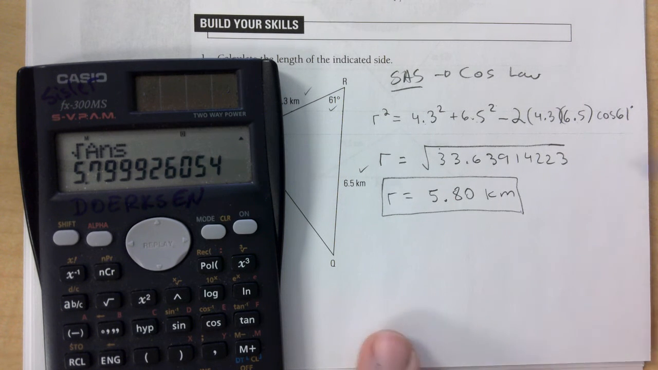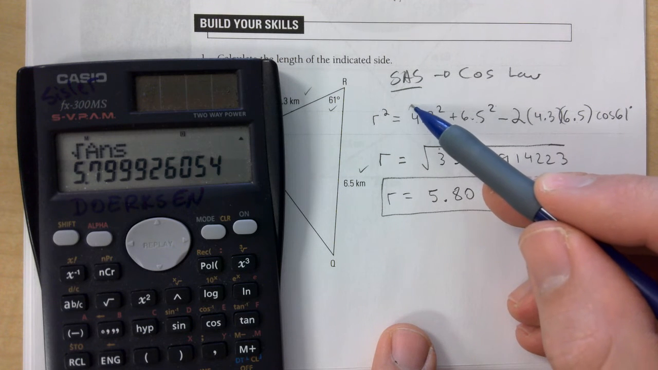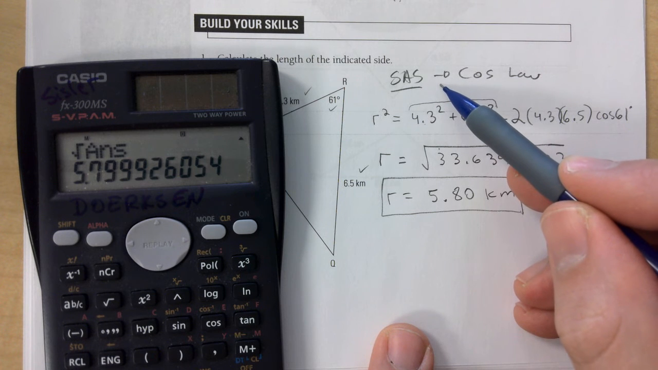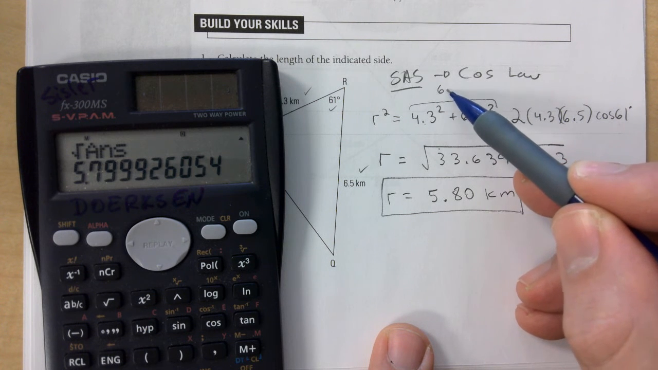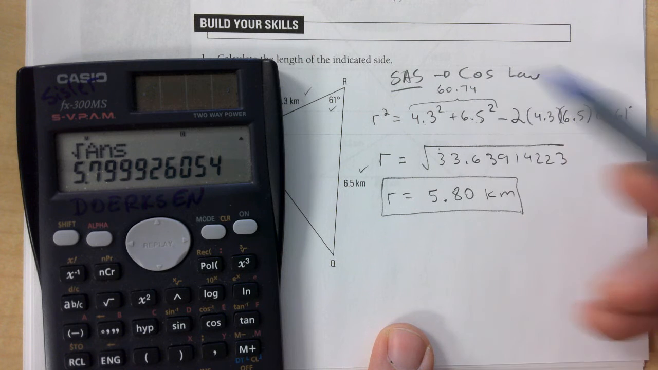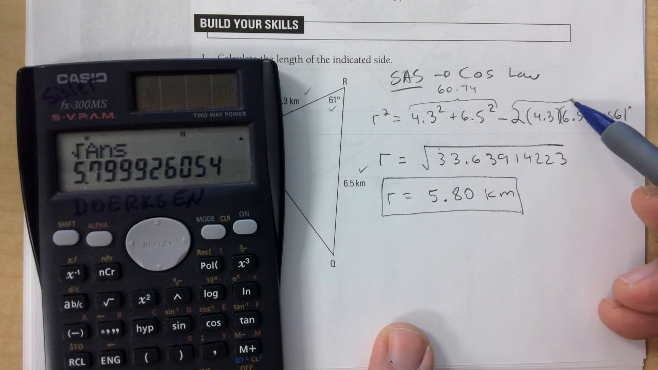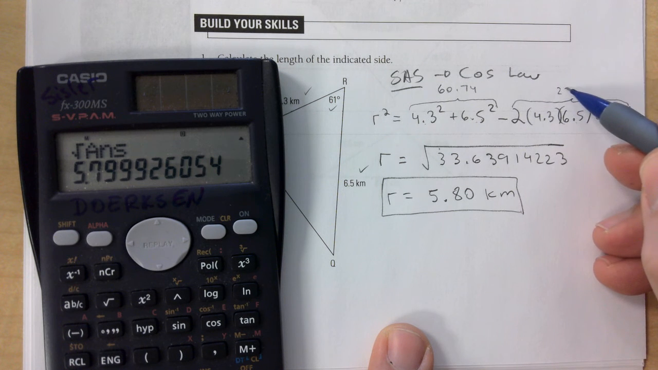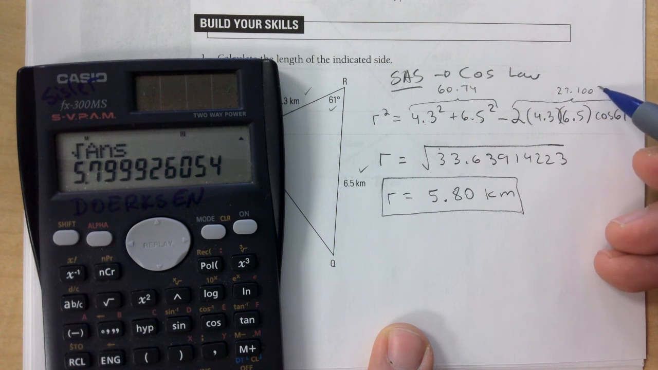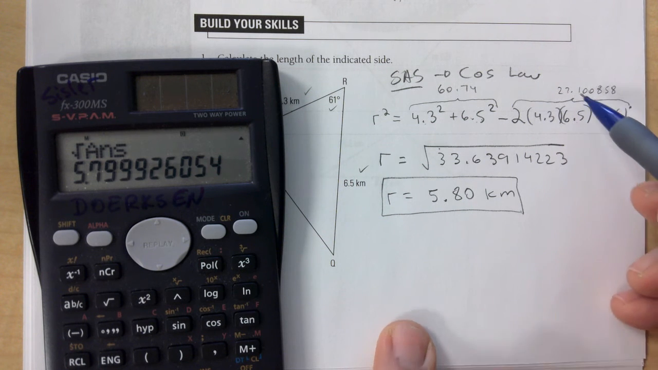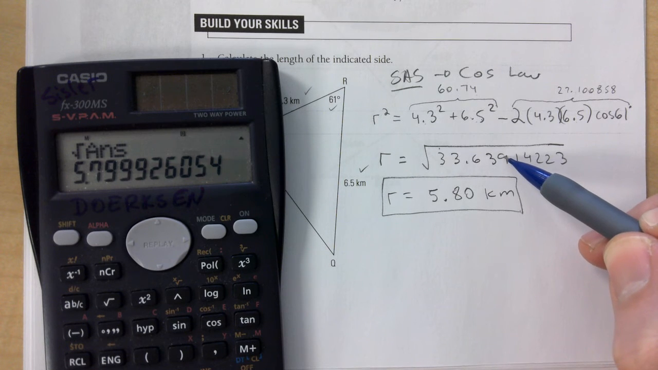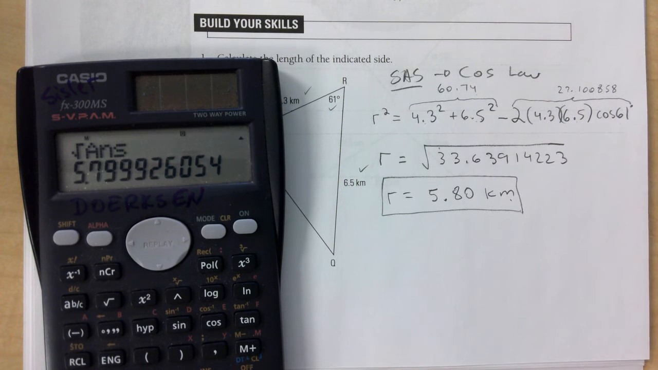If you're doing this in steps, I can tell you that this top part here, like these two numbers squared and added, would give you 60.74. And this part right here gives you 27.100858. Right? And you'd have to subtract them to get this. And then you get your, okay, Jarrell, I got you.